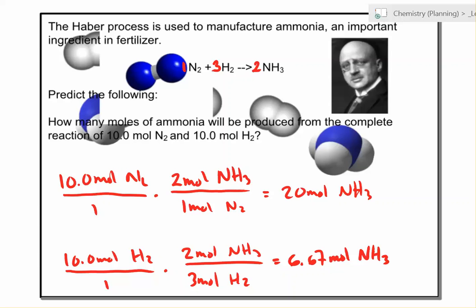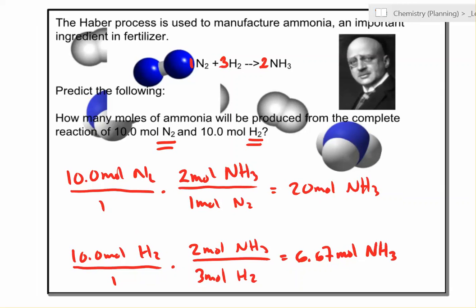That is to say, after making 6.67 moles of ammonia, I will be out of hydrogen. I would still have some nitrogen left over, because that nitrogen could go on to make 20 moles of ammonia, but it won't, because that hydrogen will be gone. It will be used up. So in this case, nitrogen is my excess reactant, hydrogen, my limiting reactant.